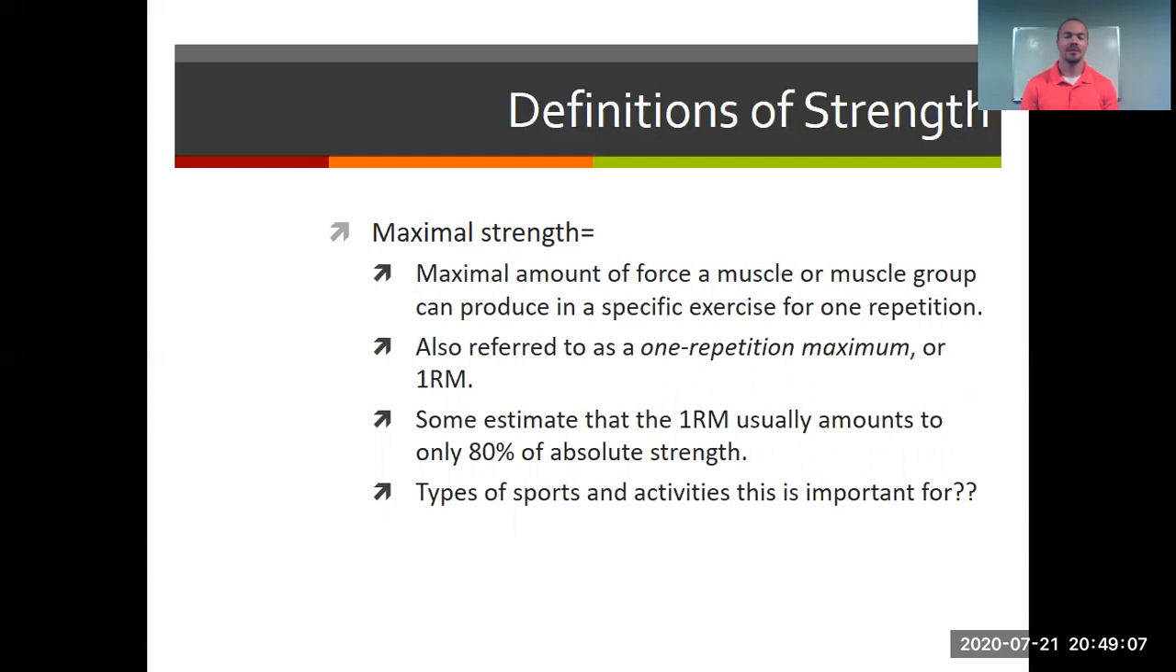Maximal strength is the force a muscle or muscle group can produce in a specific exercise for one repetition. This is also referred to as a 1 rep maximum or a 1 RM. And some estimates are that the 1 RM is actually only about 80% of absolute strength. And what type of sport and activities is this important for?